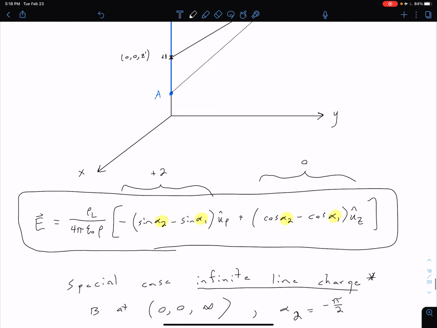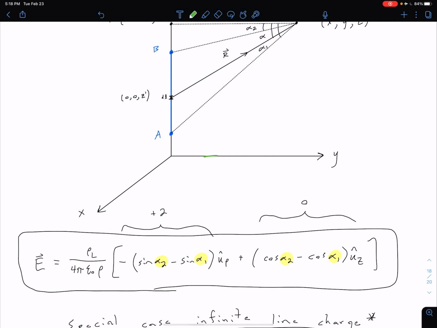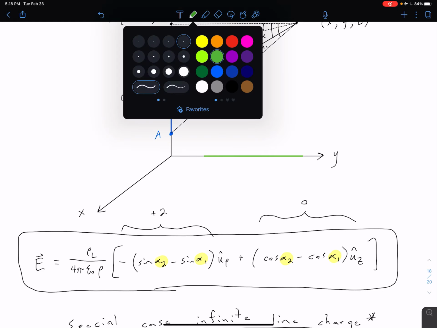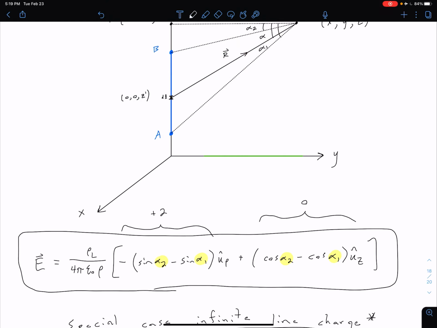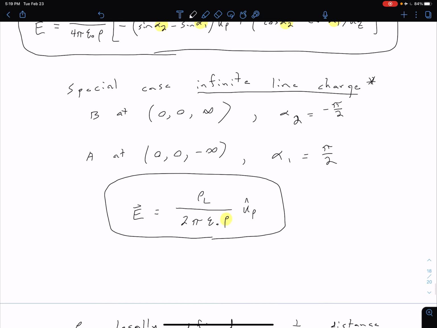So for instance, as I've been saying, if instead of a line charge along our z-axis, we had a line charge along our y-axis like this, our rho distance would then be the perpendicular distance from the y-axis, and our u of rho would be in this direction here. So in this case, this rho and u of rho are locally defined.